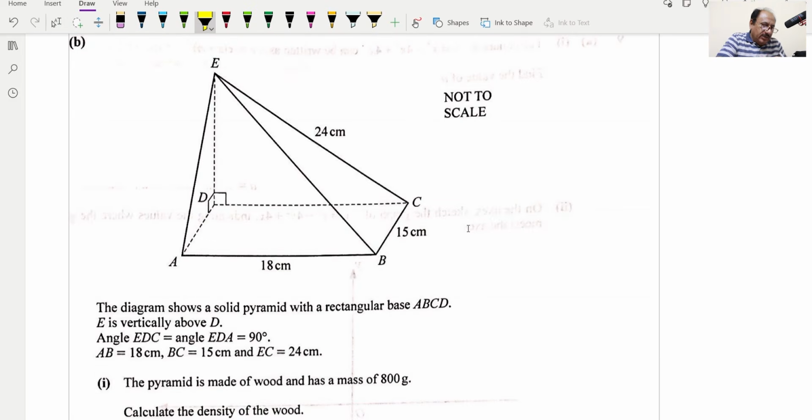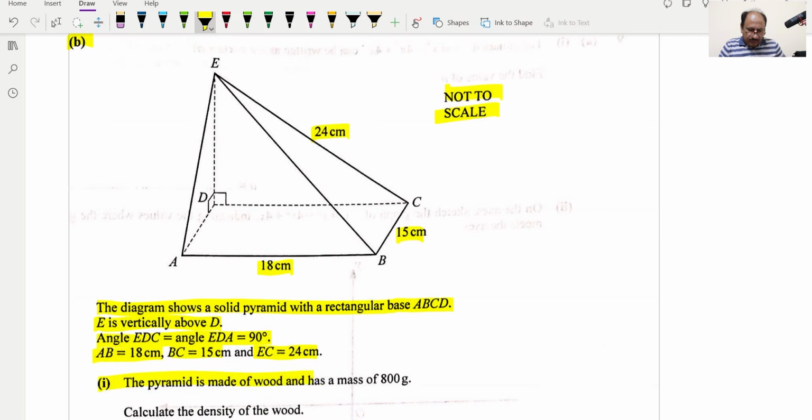B part, drawing is provided which is not to scale. The diagram shows a solid pyramid with a rectangular base ABCD. E is vertically above D. These two angles are 90 degrees. AB is 18, BC is 15, and EC is equal to 24. So these three measurements are provided.